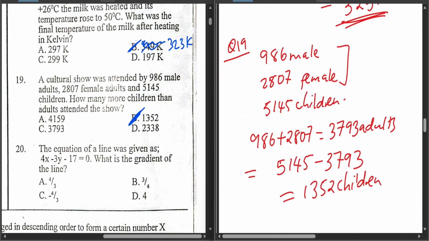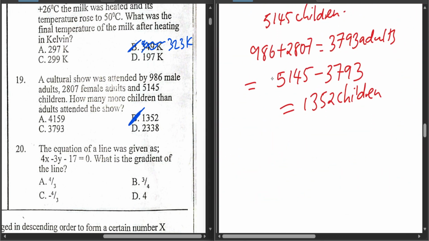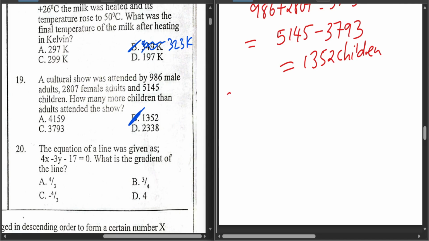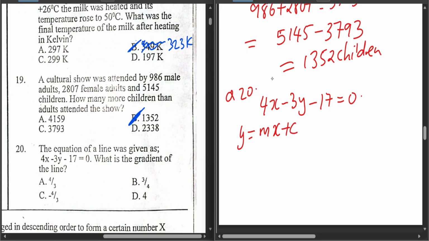Question 20 is much easier because it's about my favorite topic, the equation of a line. The equation of a line was given as 4x minus 3y minus 17, which is equal to 0. What's the gradient of the line? Now, for you to find out the gradient, you need to know it's in the form of y equal to mx plus c.